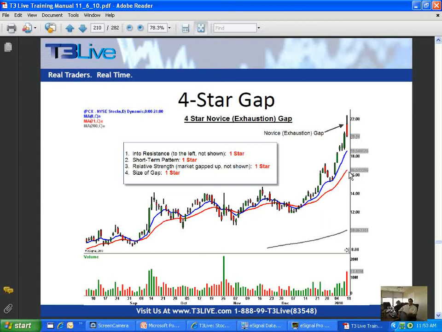So we're trying to determine if this is a novice or an exhaustion gap, and the way we do it is by asking ourselves these questions. Is the stock gapping into resistance? Yes, it is. 1 star for the bears. Is the stock in a short-term uptrend? 1 star to the bears because we know that it's very far extended off the moving averages. You look at where it's opening, look at your moving averages, it is very far off. That's actually a star to the bears because it's on a multi-bar run and is probably due for a rest.